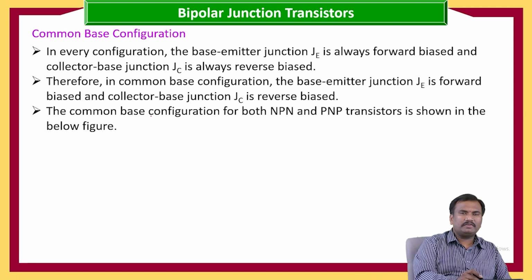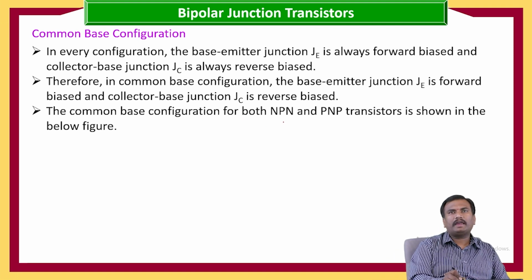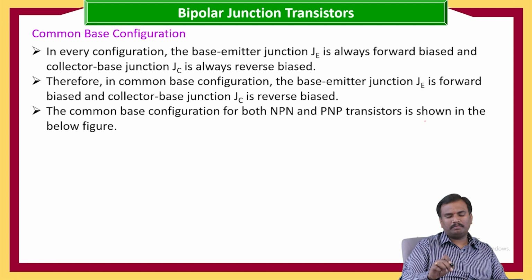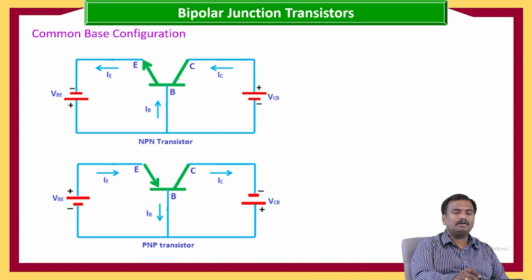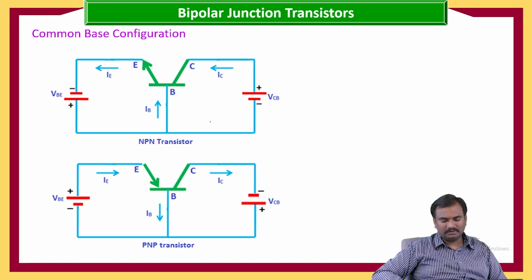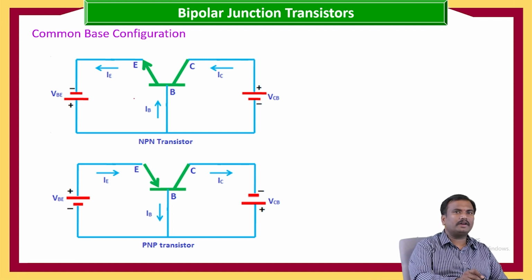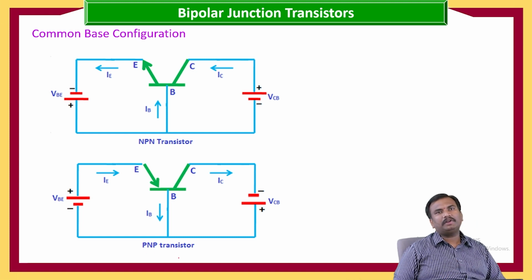The common base configuration for both NPN and PNP transistors is shown in the below figure. Here is the common base configuration, and this is how we connect it: VBE negative is connected to the emitter and VBE positive is connected to the base, and VCB positive is connected to the collector and VCB negative is connected to the base. And these are the current directions, showing how the current will flow in the NPN transistor and PNP transistor.